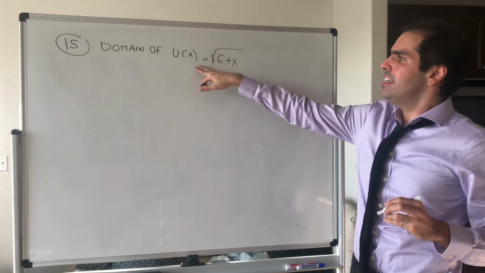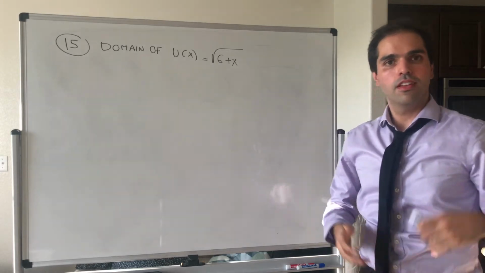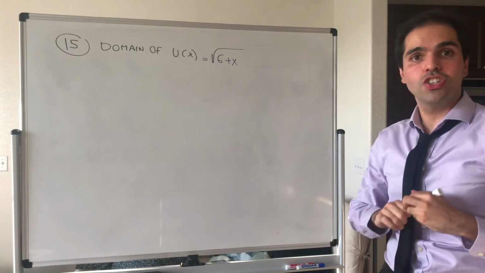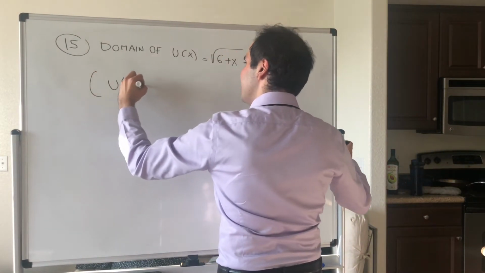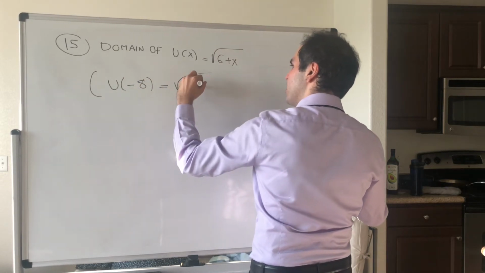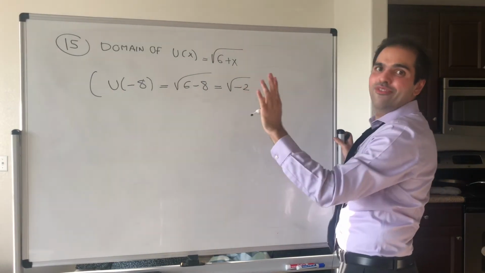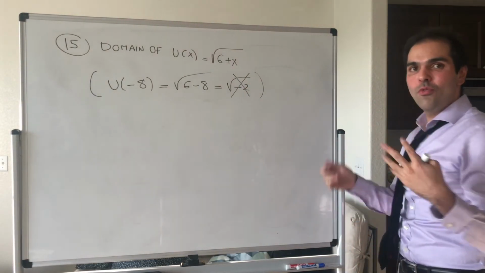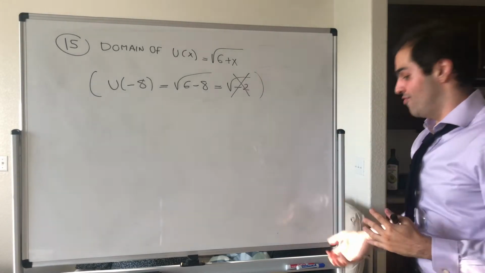So now let's find the domain of a function. More precisely, let's find the domain of u of x equals square root of 6 plus x. First of all, what is the domain? It's the set of numbers for which the function is defined. For instance, is the function defined at minus 8? Well, u of minus 8 is square root of 6 minus 8, which is square root of minus 2, which is not defined in our course. So your calculator would give you an error or some weird i's. And so the question is, for which x is this valid?